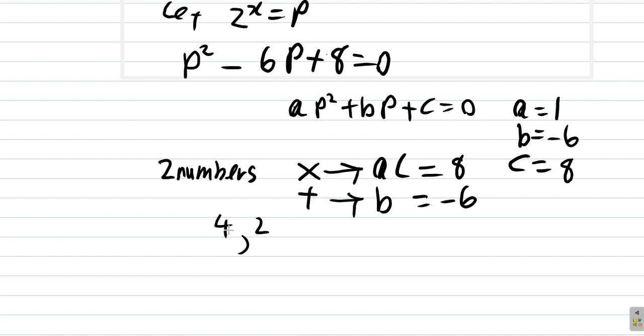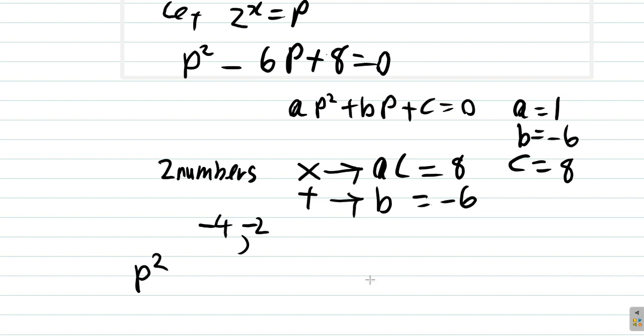Both of them must be positive or negative. 4 plus 2 is not negative 6, it's positive 6. So make both of them negative. Negative 4 plus negative 2 is the same as negative 4 minus 2, which is negative 6. Negative 4 by negative 2 is positive 8. So these are the numbers we're looking for.